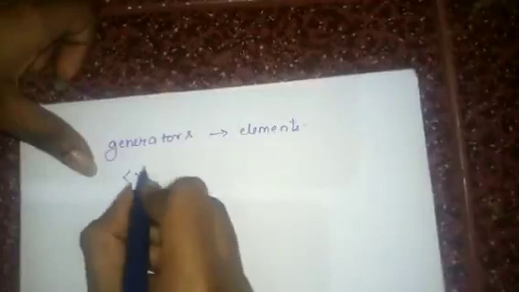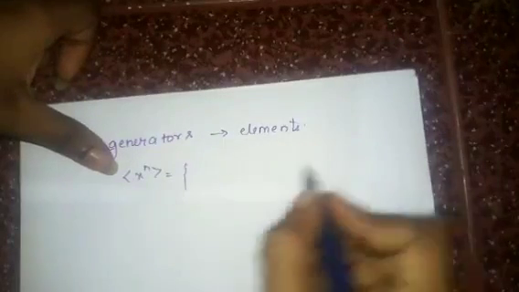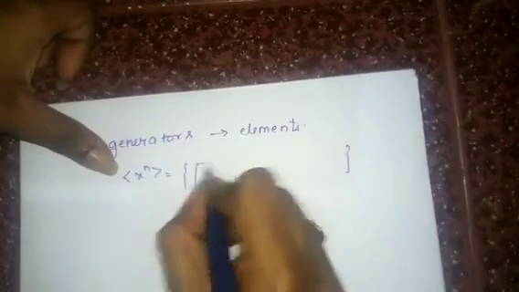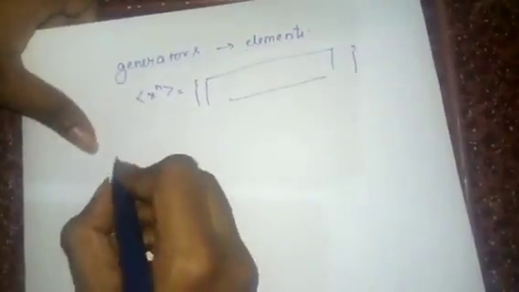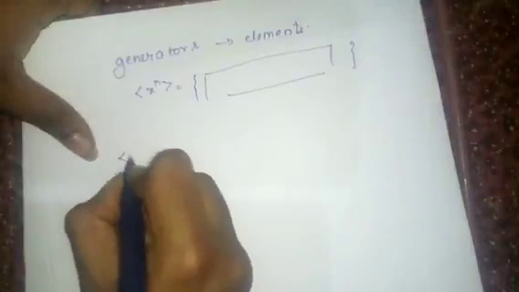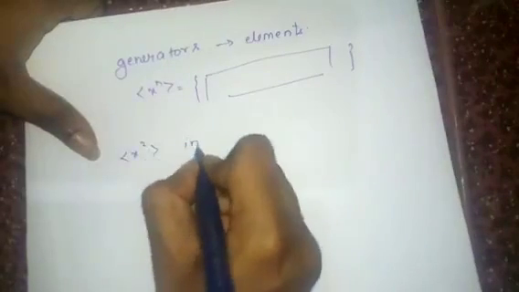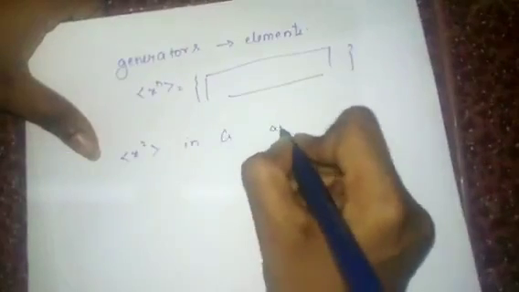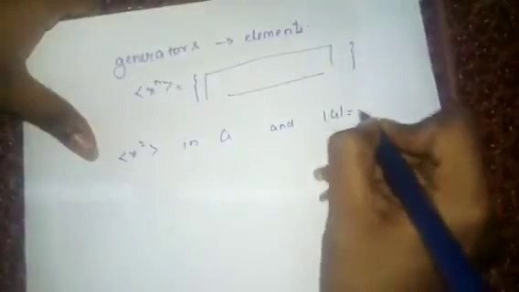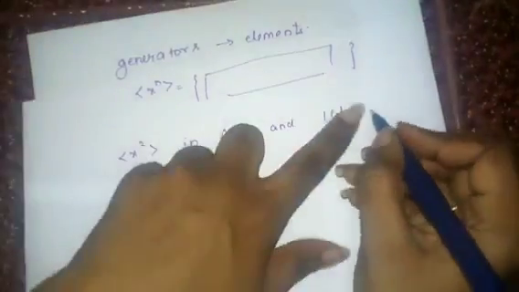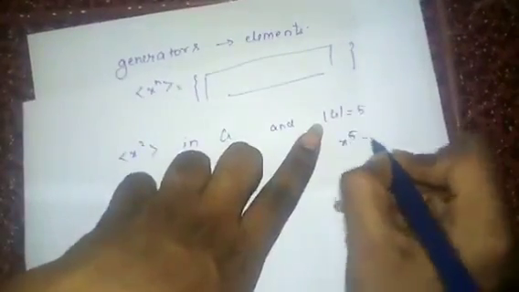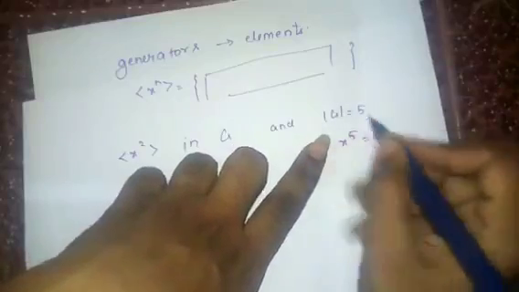That is, if I take a generator x power n, I am going to find what are the elements in this generator. I'll take an example. X square in G, and I take the order of group to be 5. Since the order of group is 5, x power 5 is the identity element of the group G.